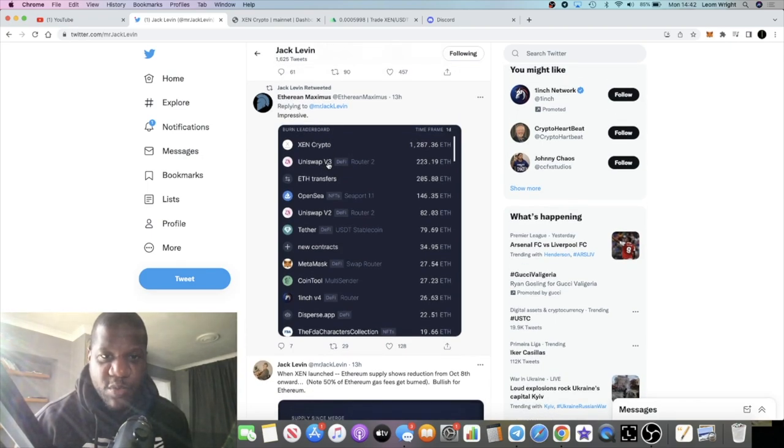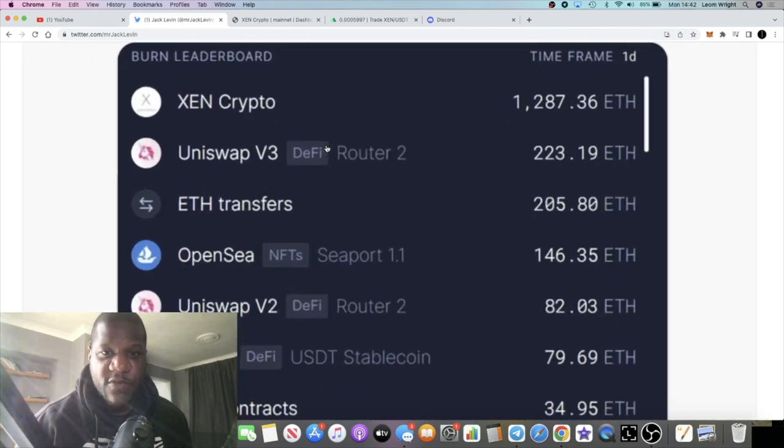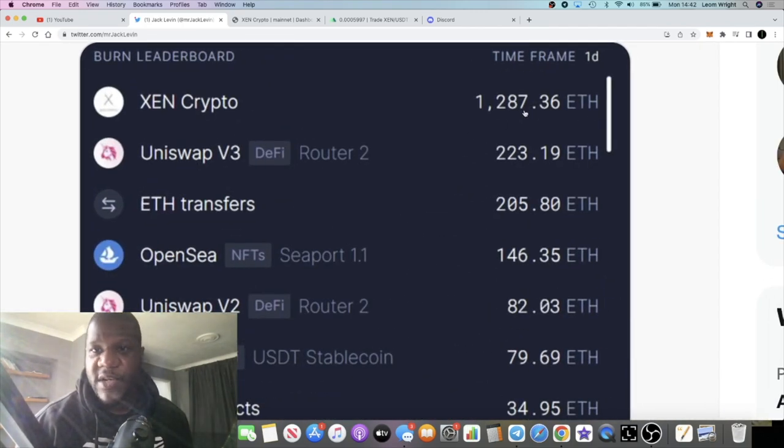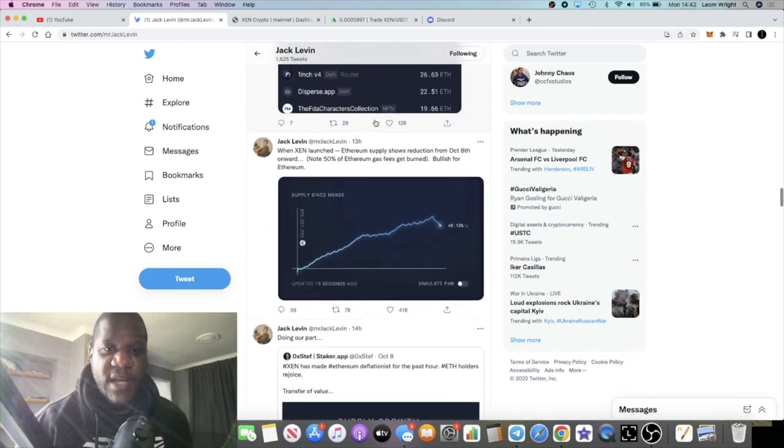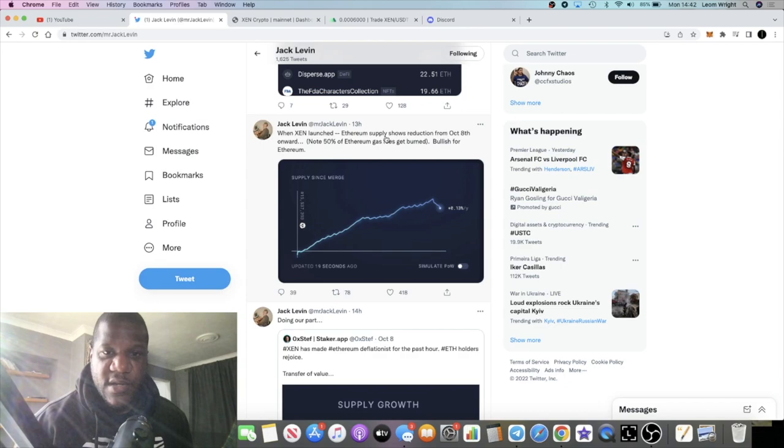Also, what do we have here? A burn leaderboard. All right, guys. So Ethereum being burned. Let's see, where is XEN on here? XEN, oh, it's right at the top. XEN crypto burned 1,287 Ethereum. So they are leading the burn leaderboard. And you can see a reduction of the supply from October the 8th. 50% of Ethereum gas fees get burned.